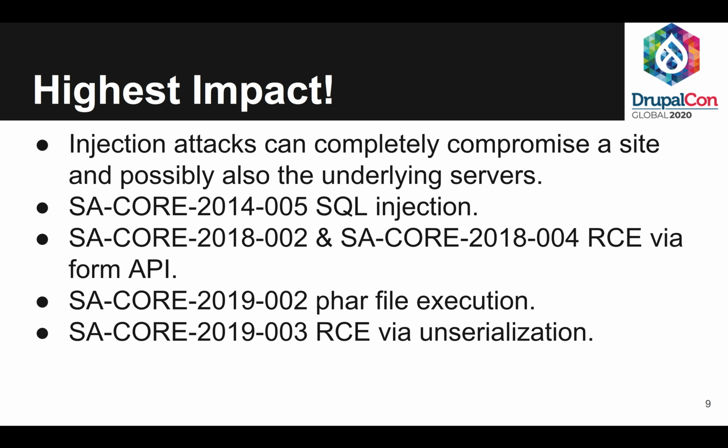In 2018, we had one that was almost as severe, but was more difficult for people to discover the actual attack vector. So it took about 2 weeks between the announcement and when automated attacks started happening. Then a couple more recent ones that were a little less widespread, vulnerability in FAR file execution and remote code execution via unserialization, and we'll come back to unserialization later. So again, Drupal's most severe vulnerabilities of the past decade have been injections like this.